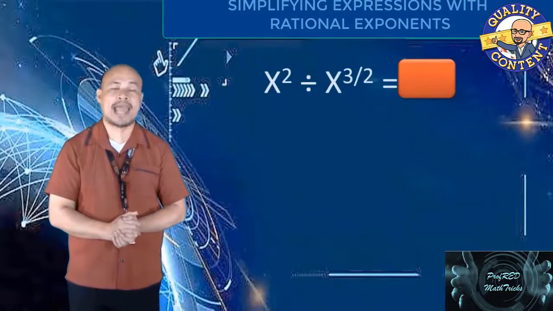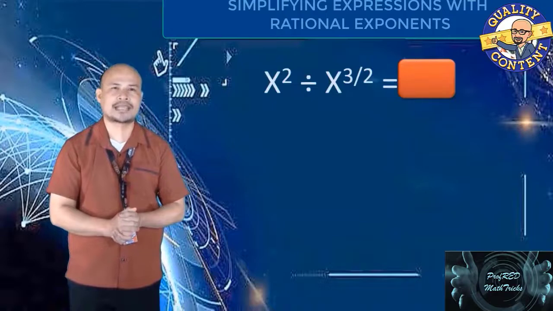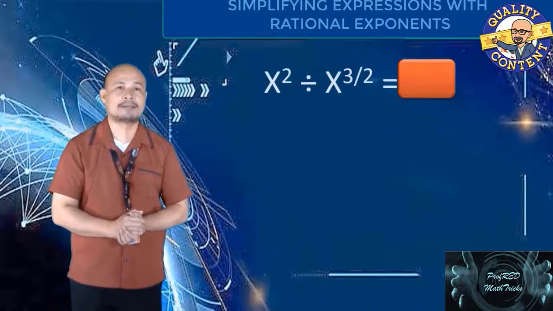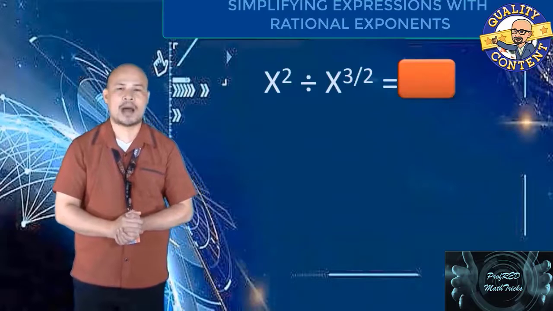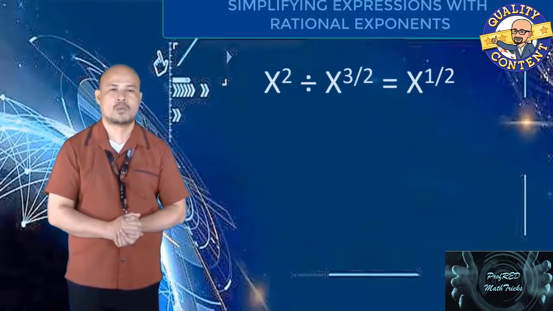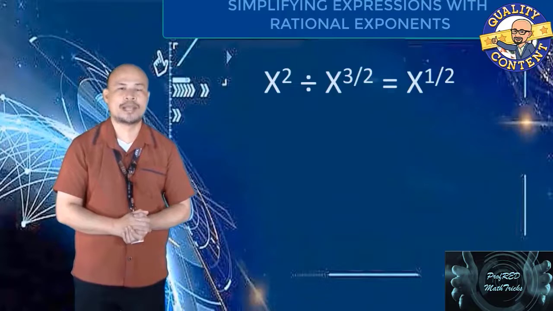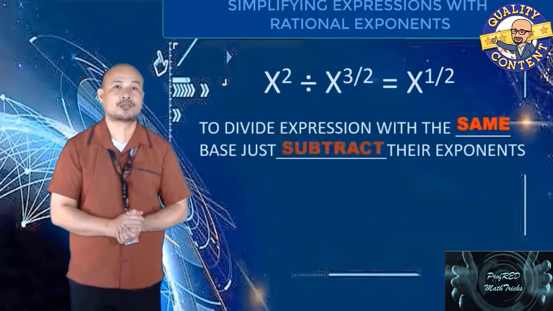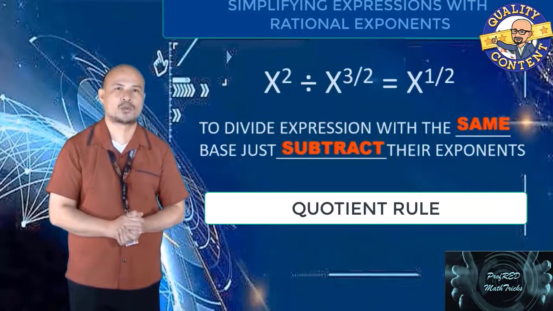Let's divide x squared by x raised to the power of 3/2. So x squared divided by x raised to the power of 3/2 equals x, and the exponent 2 is subtracted by 3/2, equals x raised to the power of 1/2. What operation is involved? Do they have the same base? What did we do with the exponents? To divide expressions with the same base, just subtract their exponents. This is called the quotient rule.